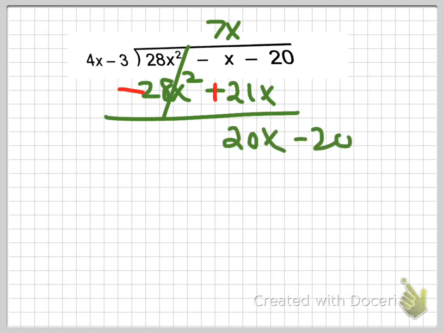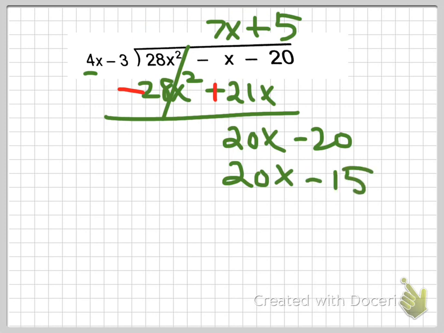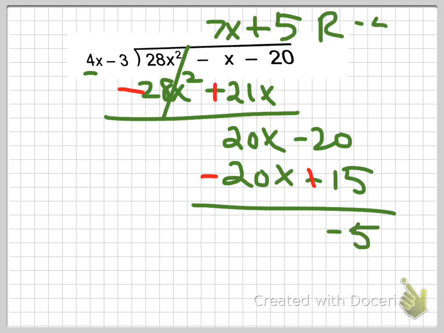20x minus 20. And then we ask, 4x goes into 20x how many times? 5 times, and it's a positive 5 times. So we'll have 20x and then minus 20, minus 15, very good, because 5 times that makes 15. So we're going to have a minus 15. So this time, we're going to change this to be a minus and a plus. So that'll be negative 5. And all we're going to do is go remainder negative 5.